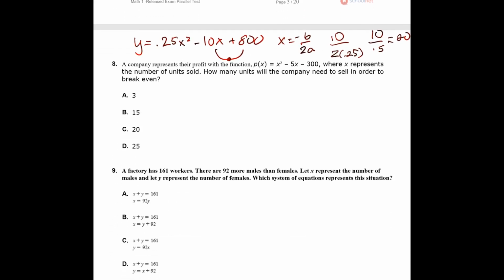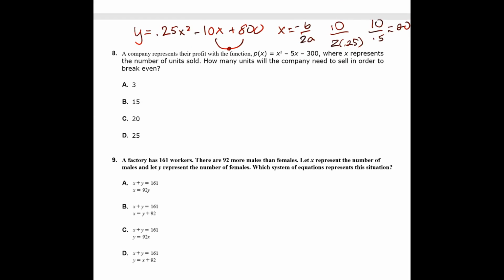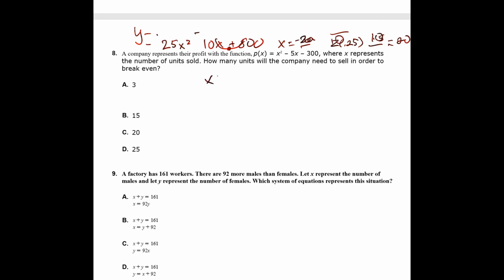Number 8, a company represents their profit. How many units will the company need to sell in order to break even? Break even means that you don't make a profit and you don't lose anything. So breaking even means to be equal to 0. So you have x squared.